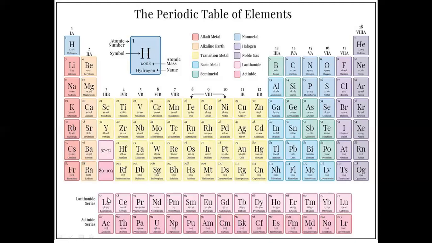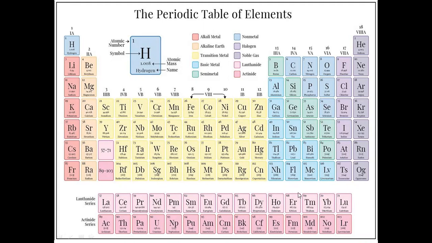These are the inner transition elements. See, it has been written over here. Actually, there are 32 elements in this period. This is not there for us. We are only here to learn about the first 20. So please understand, horizontal division is known as a period. Vertical division is known as a group.